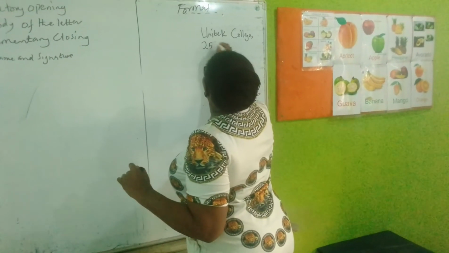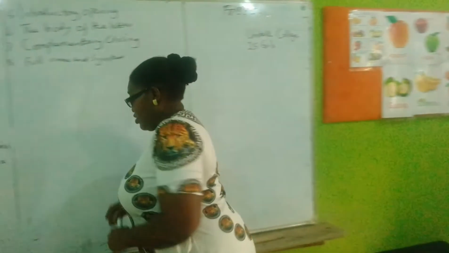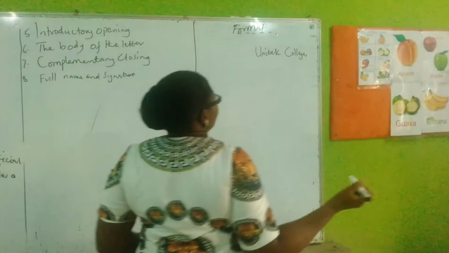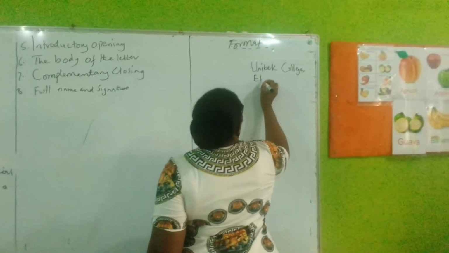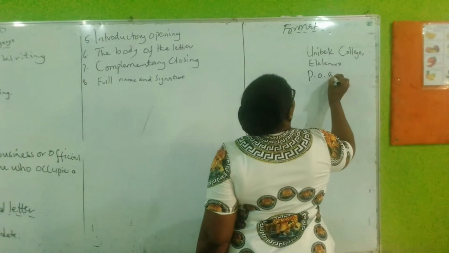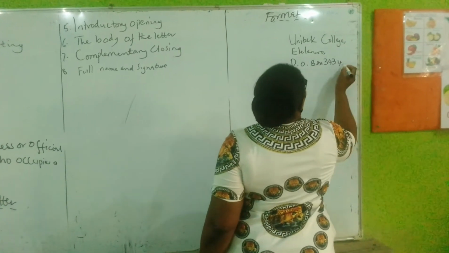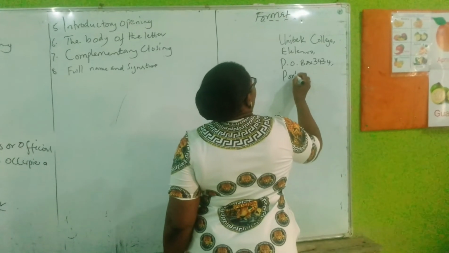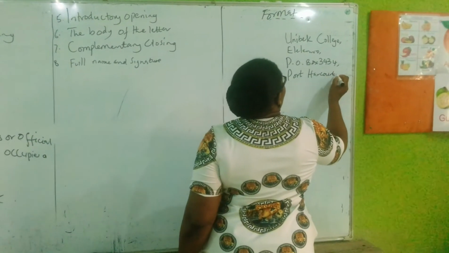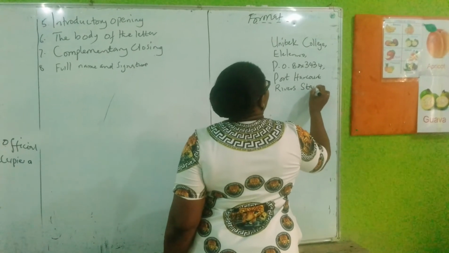You may decide to use 25 girls. Okay, let's use the post office box, because most of you don't know our post office box. Unibek College, P.O. Box 3434. Get acquainted with our post office box, 3434 Port Harcourt, Rivers State.